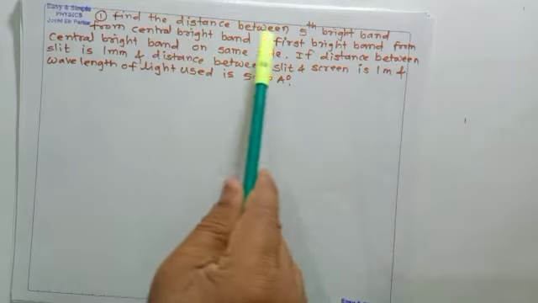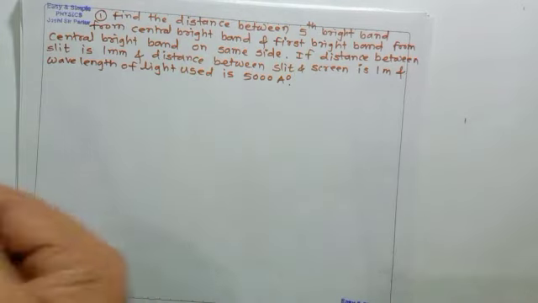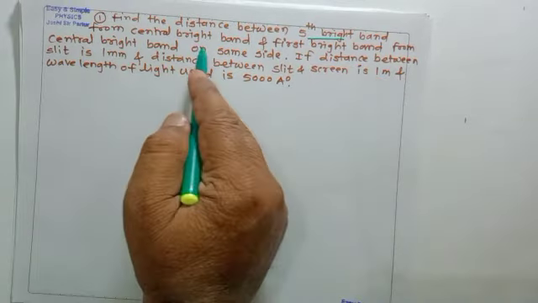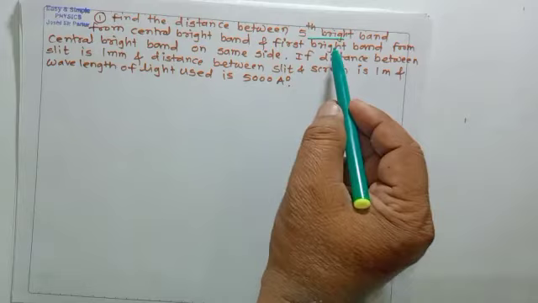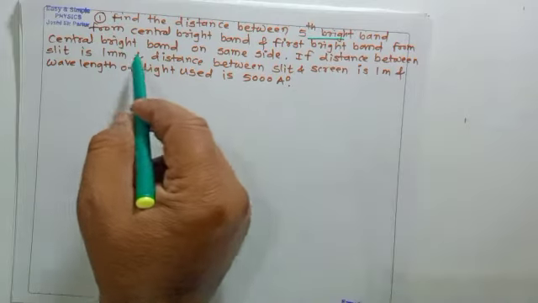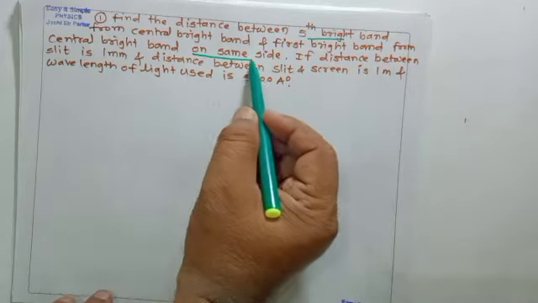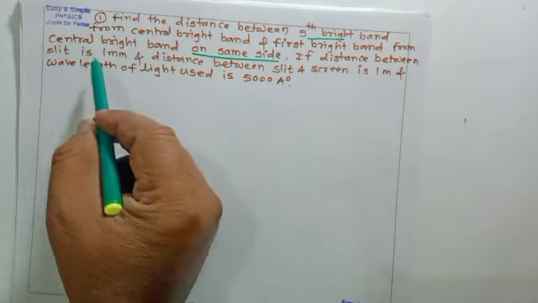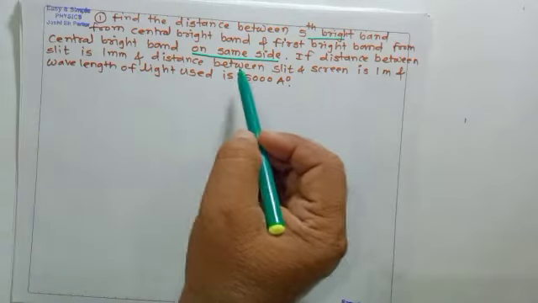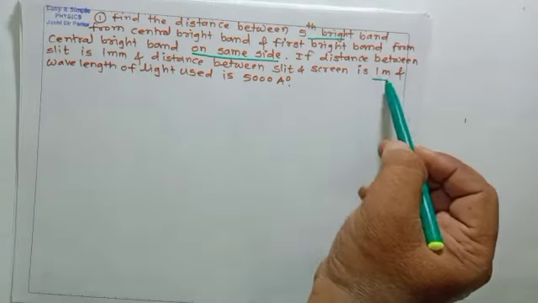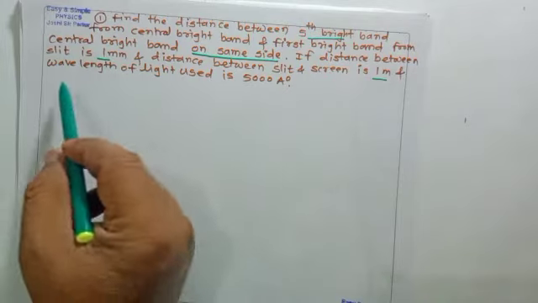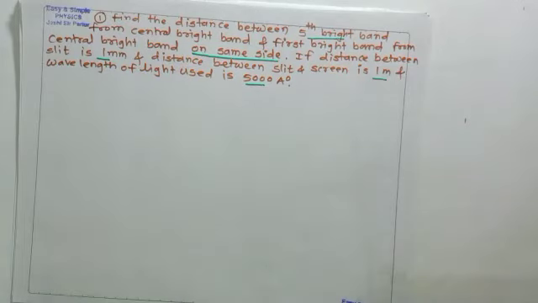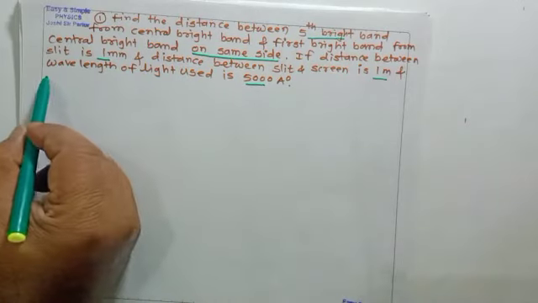Find the distance between fifth bright band from central bright band and first bright band from central bright band on same side. If distance between slit is 1 millimeter and distance between slit and screen is 1 meter, wavelength of light which is used is 5000 angstrom unit. So first of all, we can write the data.